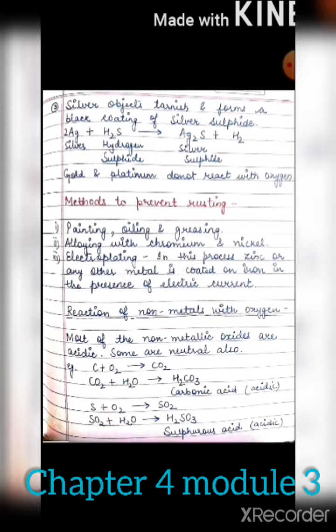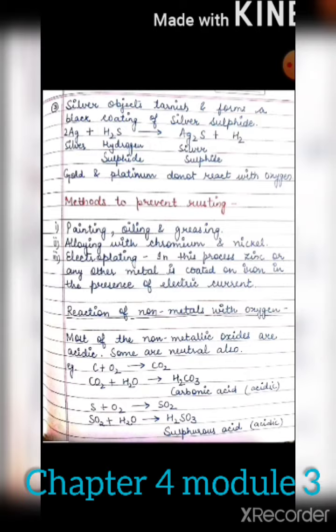In this process, zinc or any other metal is coated on iron in the presence of electric current. So a strong coating or layer of zinc is formed on iron. As a result, it will not corrode.